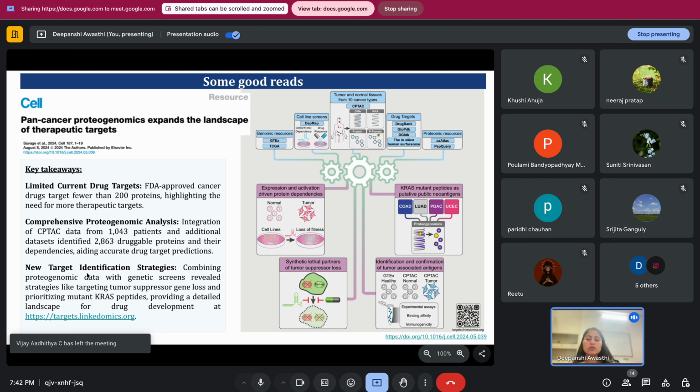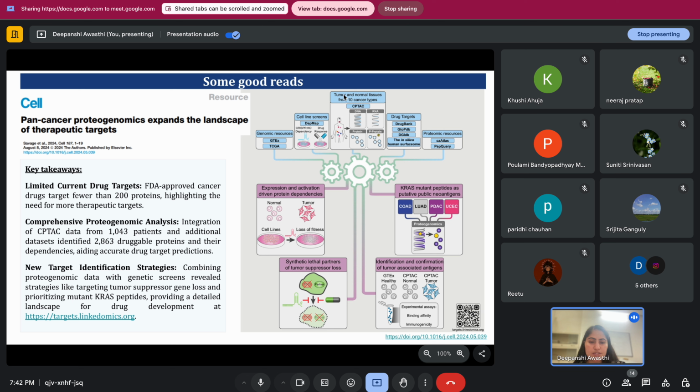And now you can also identify new targets, with new target identification strategies. By combining the proteogenomics data with the genetic screens, it revealed that targeting the tumor suppressive gene loss and prioritizing the mutant KRAS peptides provide a detailed landscape for drug development. And this is a link. This is the database where you can go and identify which new targets have been identified, and the information is provided in this server.